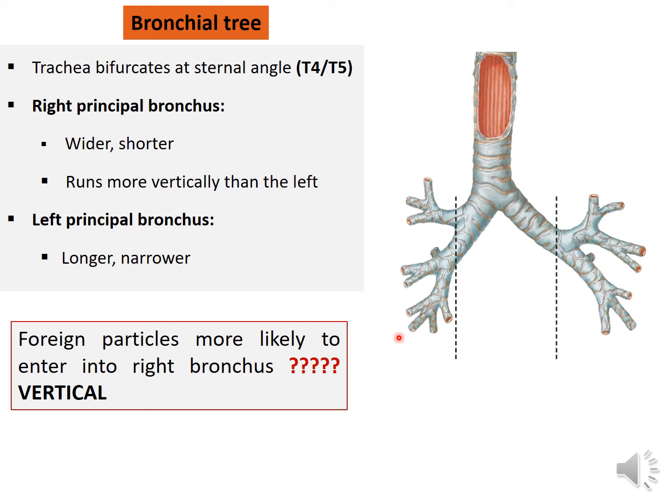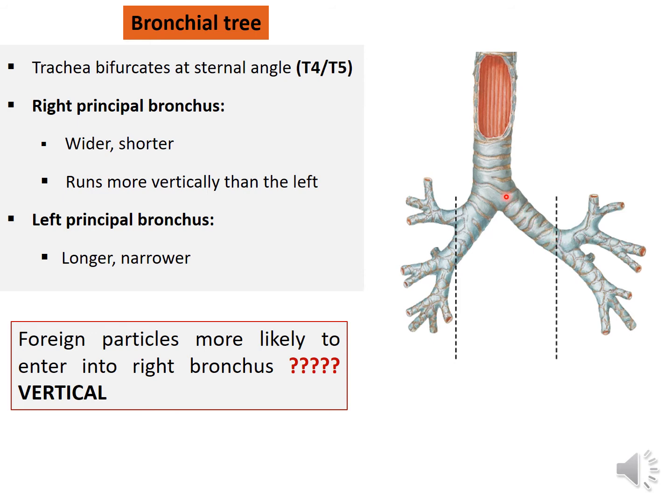The bronchial tree, we discussed this already in the introduction to anatomy. Briefly, the trachea bifurcates at the level of the sternal angle into the right principal bronchus and the left principal bronchus. The right principal bronchus is comparatively wider and shorter, and it is more in line with the trachea compared to the left principal bronchus. It is more vertical, whereas the left principal bronchus is more oblique, and also narrower.